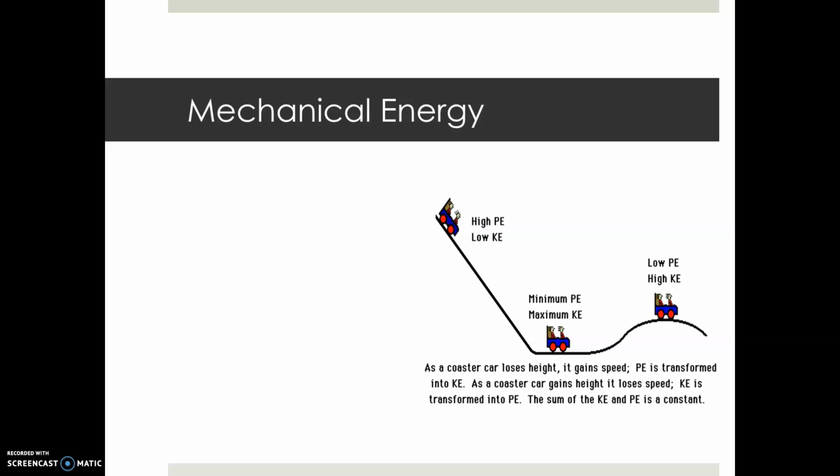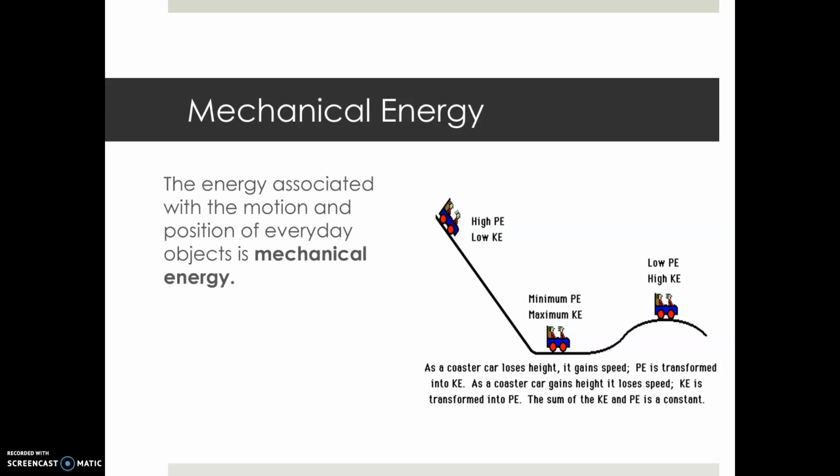Now, mechanical energy kind of relates that potential and kinetic energy that we had talked about originally. So the energy that's associated with the motion of everyday objects is what we call mechanical energy. A prime example of this would be a roller coaster car, which has that constant transfer between potential and kinetic energy. We see that in all moving objects around us. There has to be some kind of transfer of potential and kinetic energy.